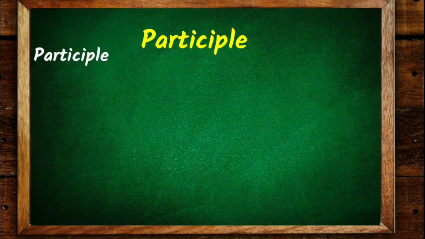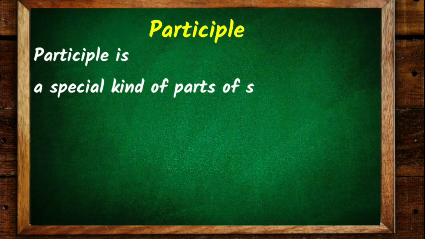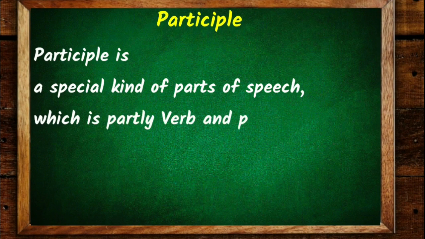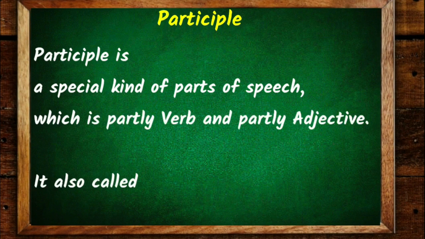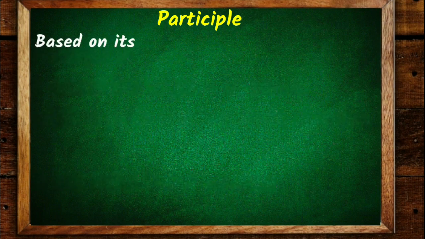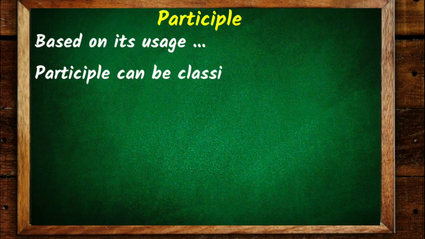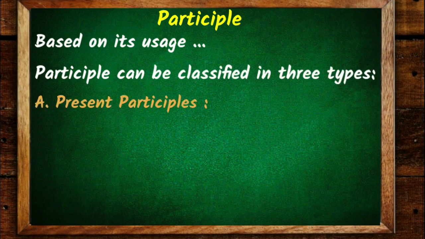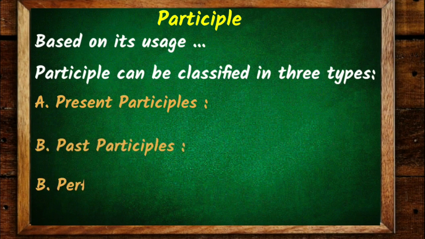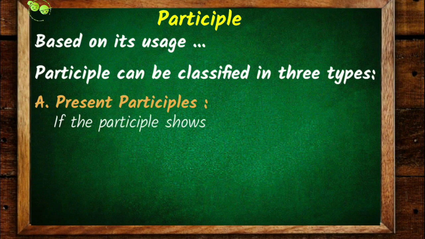Participle is a special kind of part of speech which is partly verb and partly adjective. It is also called a verbal adjective. Based on its uses, participles can be classified into three types: present participles, past participles, or perfect participles.